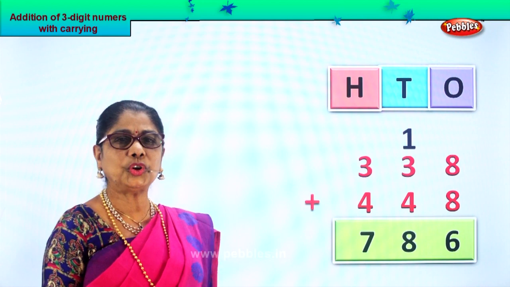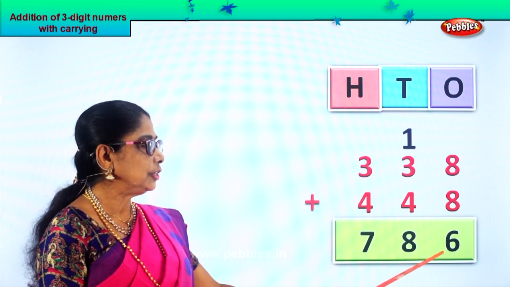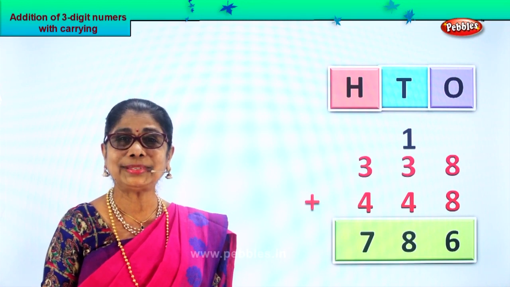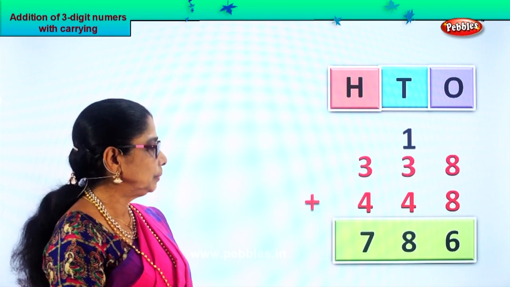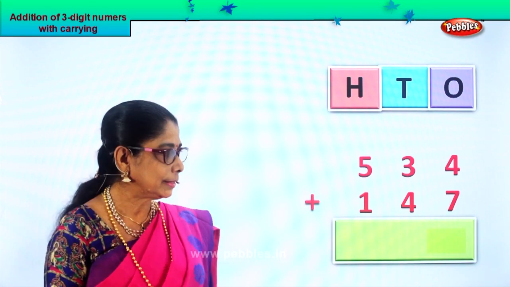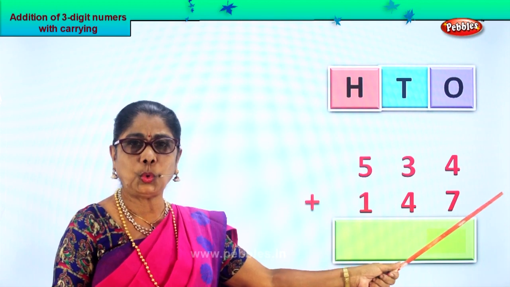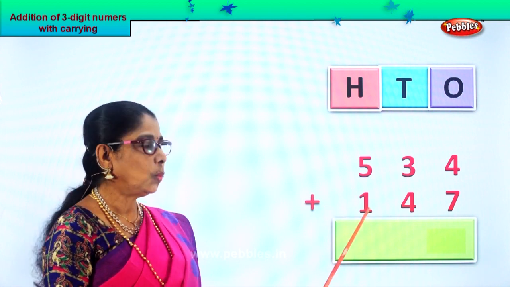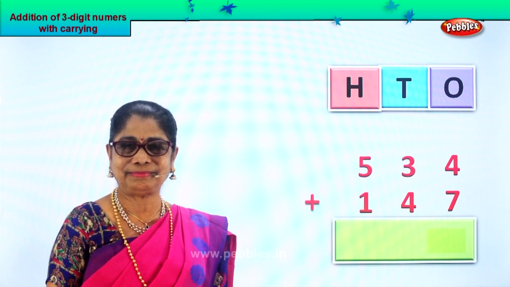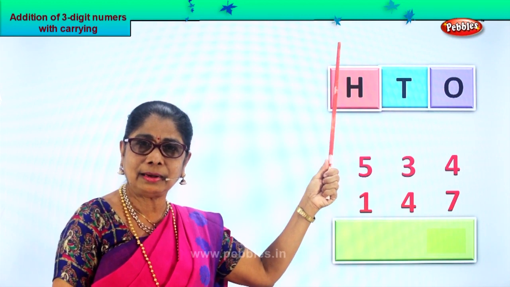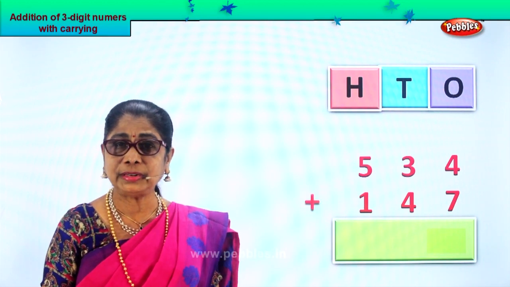Good. Did you enjoy 3-digit numbers addition with carryover? Let's take another new sum. Good. Look what's given to us. We have 534 plus 147. We have arranged them in ones, tens and hundreds. What do we add first?